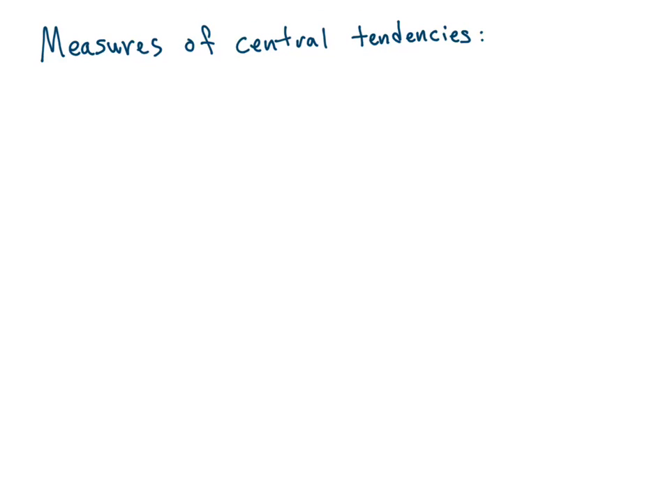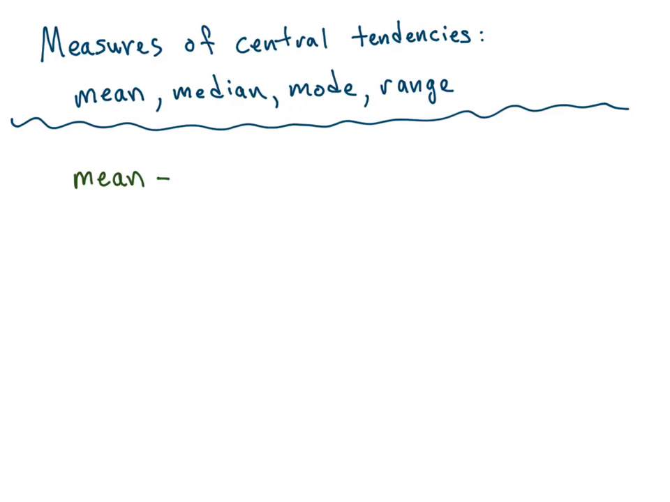In this video, we'll be learning about the measures of central tendency, and what those are: the mean, median, mode, and the range of a data set. So we're going to look at those four scenarios in this video, and I'll show you how all four of those are going to work.